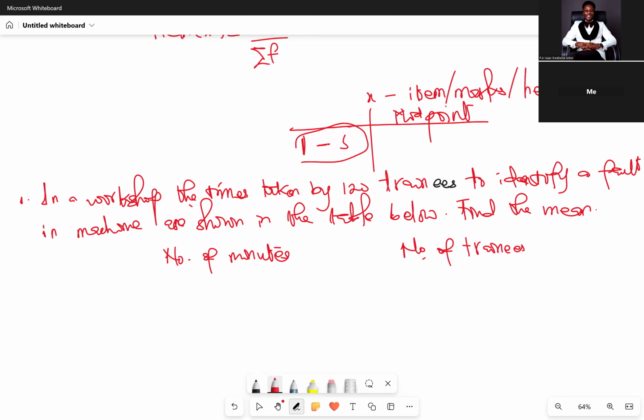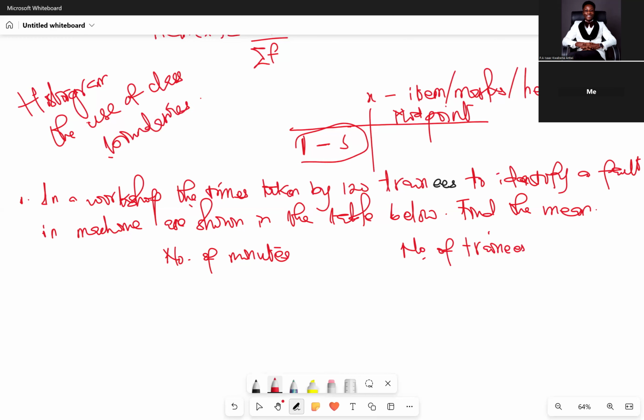I always want to teach you something about histogram, histograms using class boundaries, but I always forget. Someone should write it down and remind me before I start another lecture. Histogram, the use of class boundaries. I don't remember. Yeah, remind me.